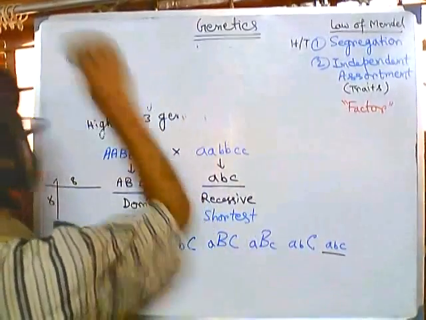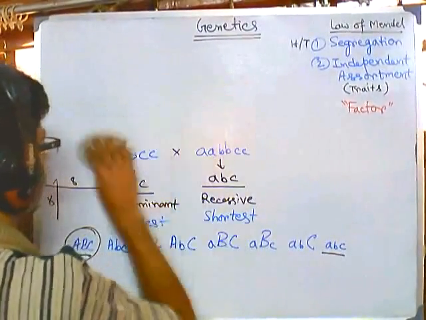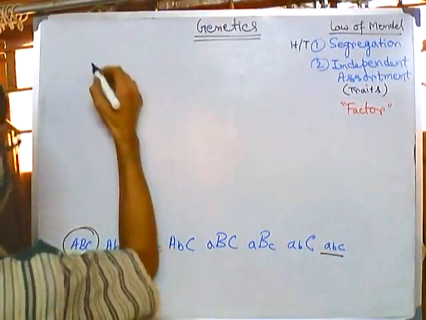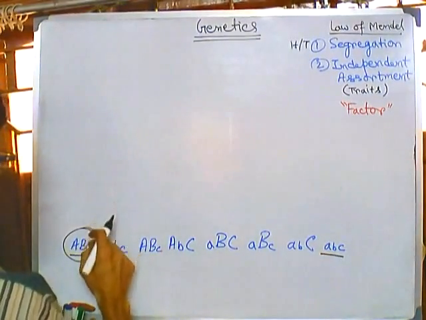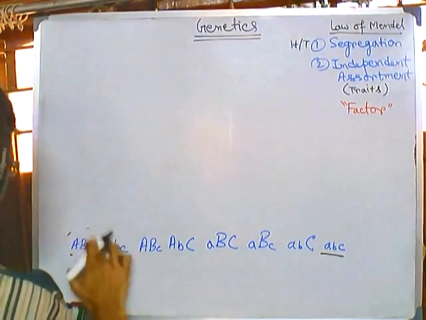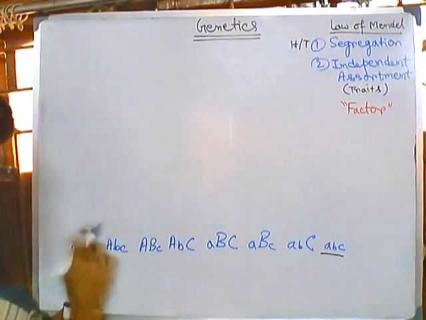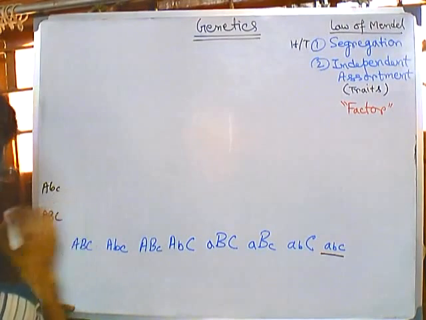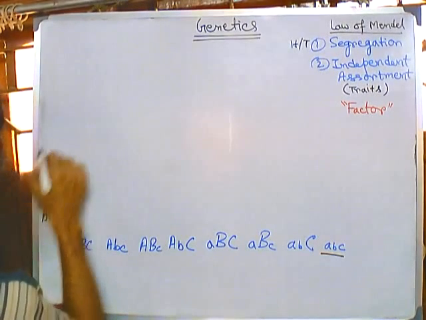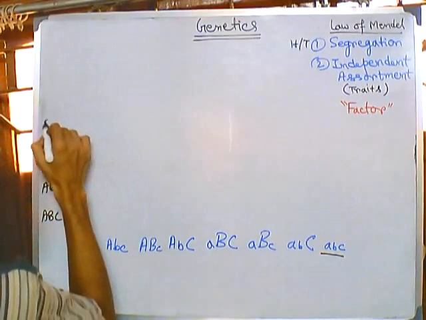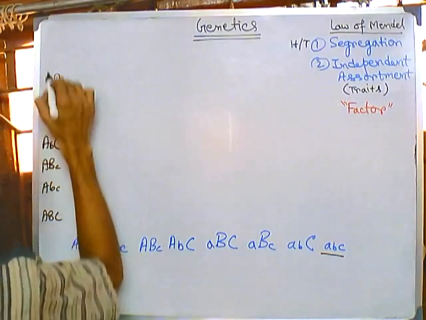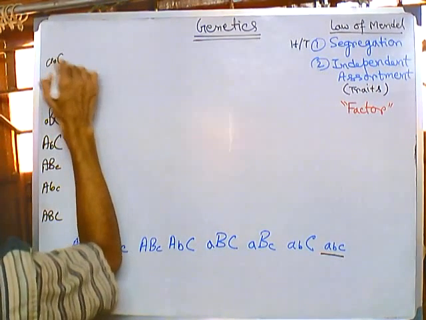We have talked about it. Now let's draw the Punnett square from here. So we are having this. Let's draw it. So say this is here, and say another is ABC, ABC, ABC, and so on for all the gametes.